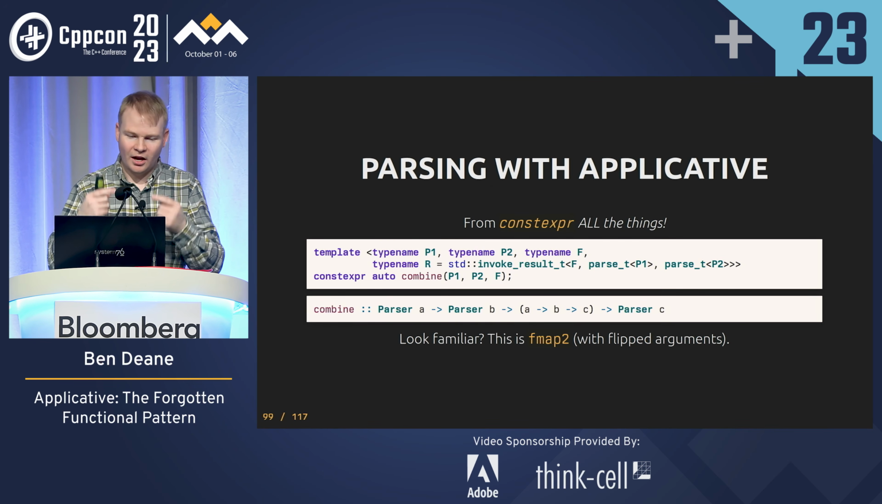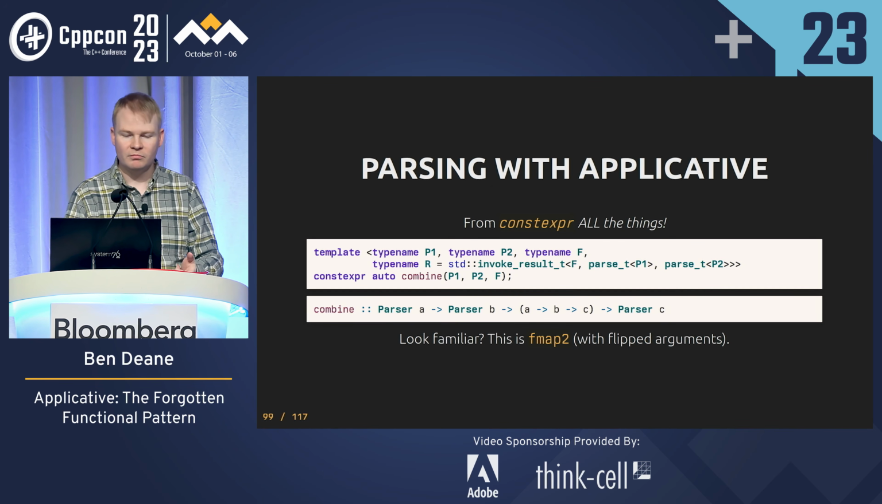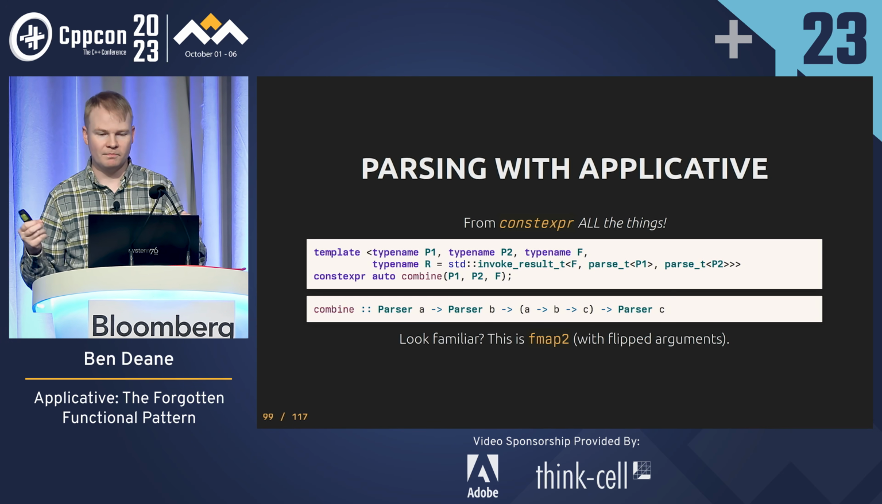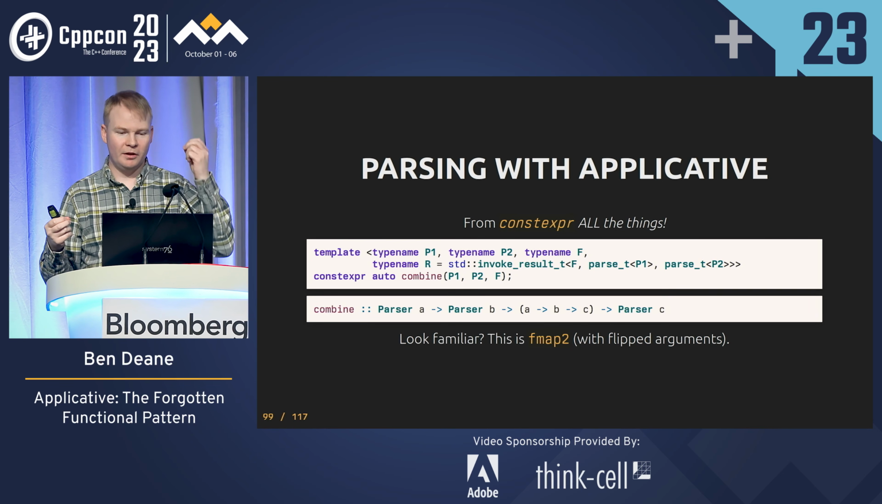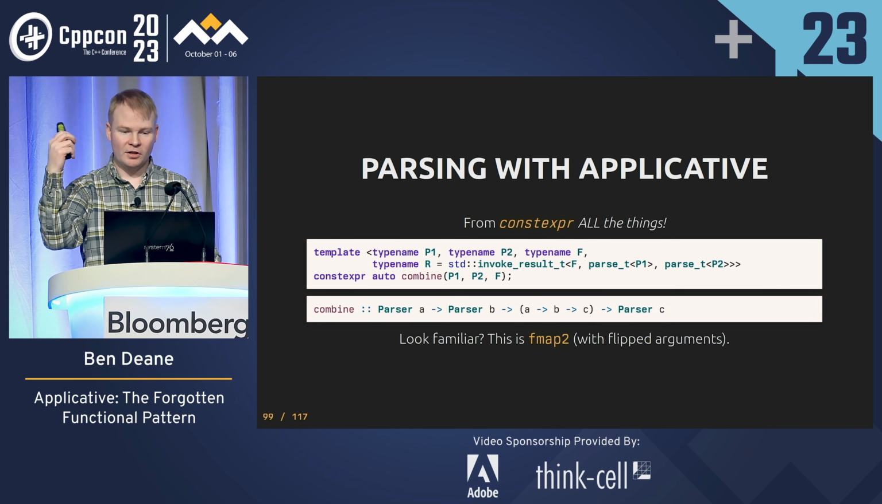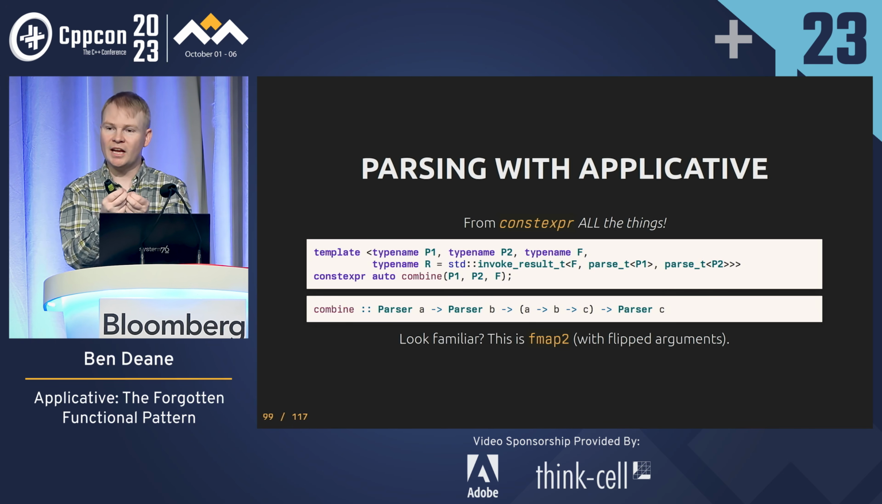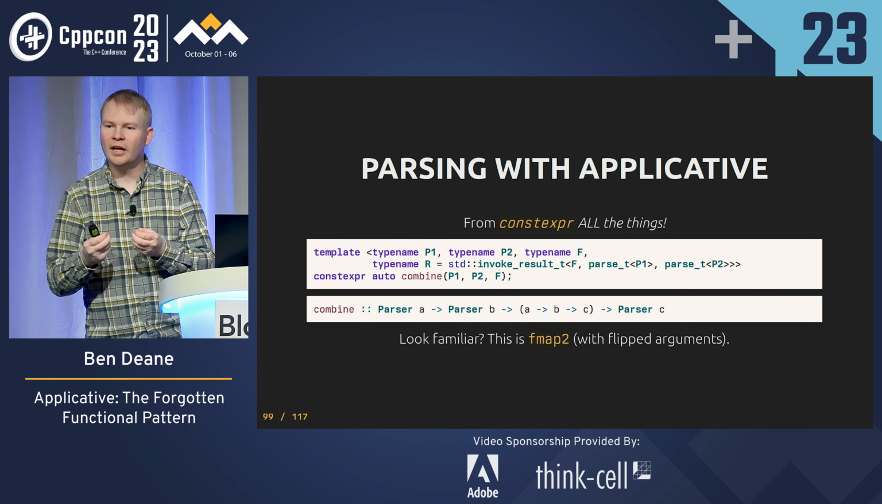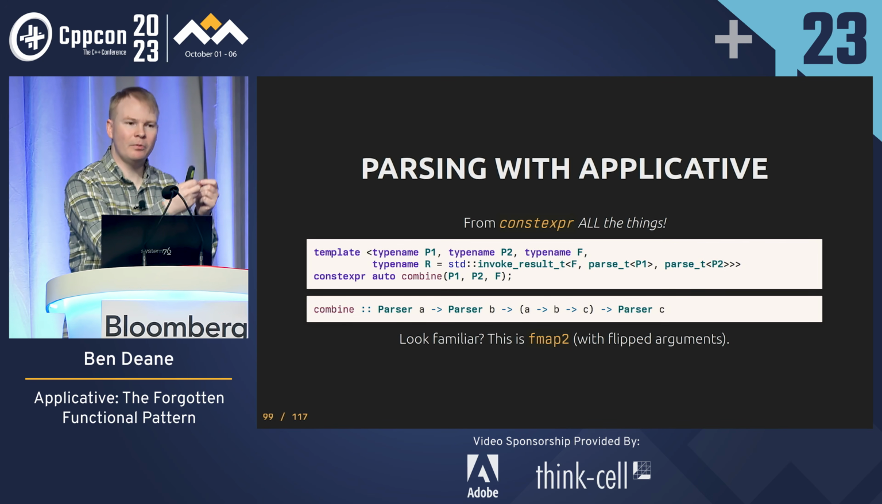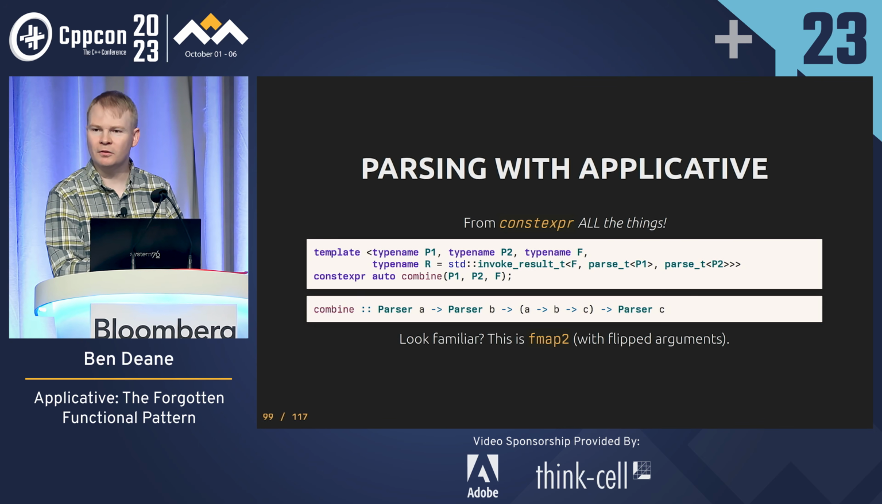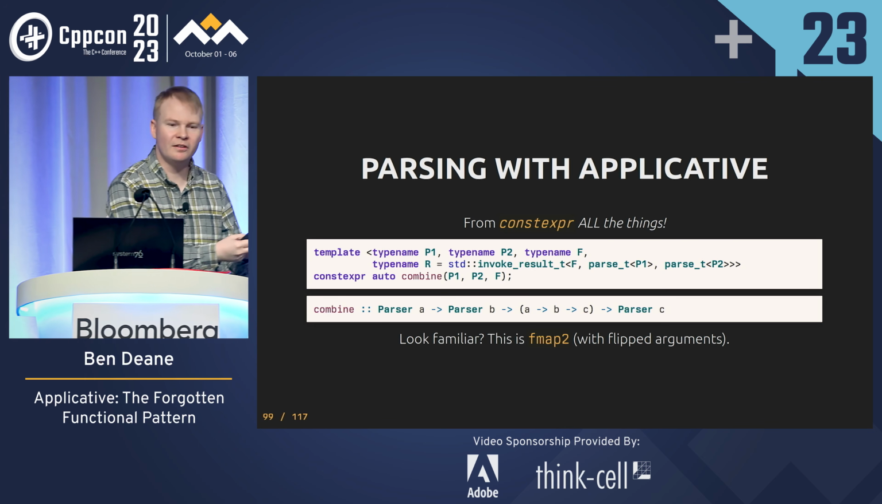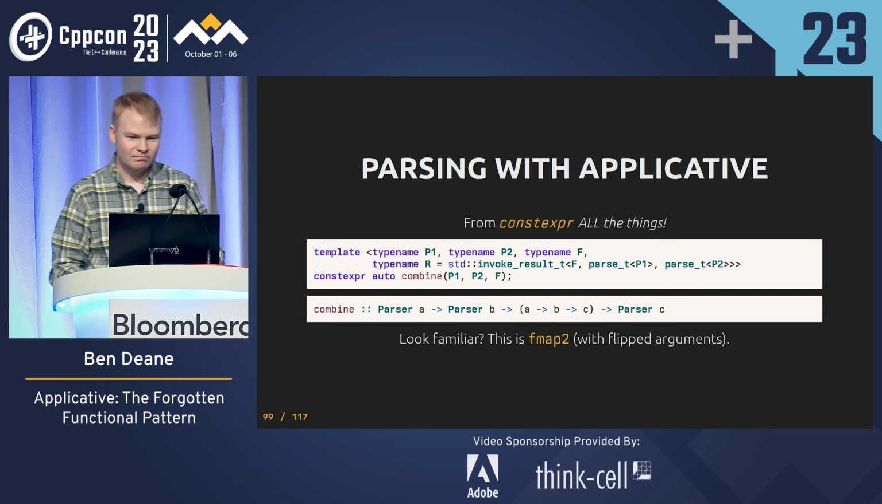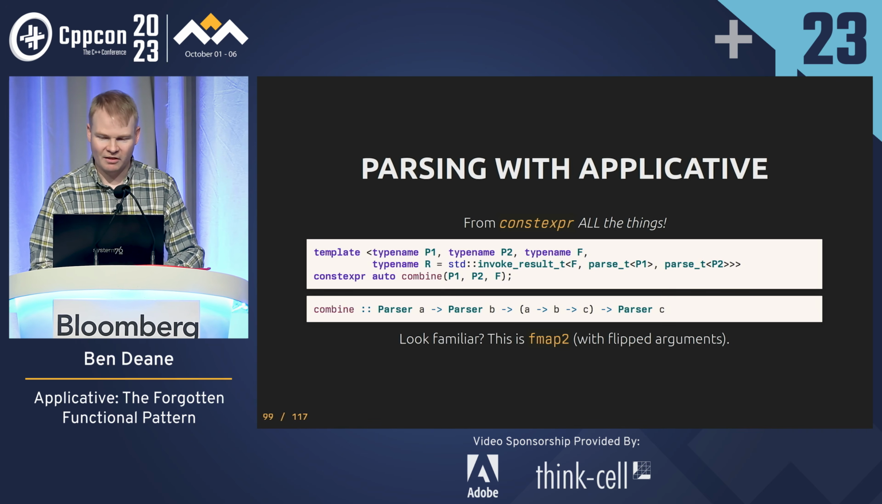And I wrote this function to combine two parsers. What this does is it runs the first parser, it runs the second parser, it takes those results and combines them with a function. That looks a lot like fmap of a two-argument function, does it not? That looks a lot like a version of applicative. In fact, that's exactly what it is. It's fmap2, if you like.